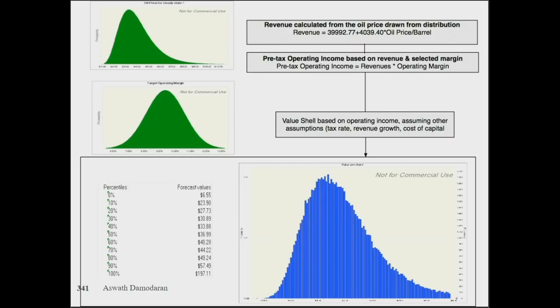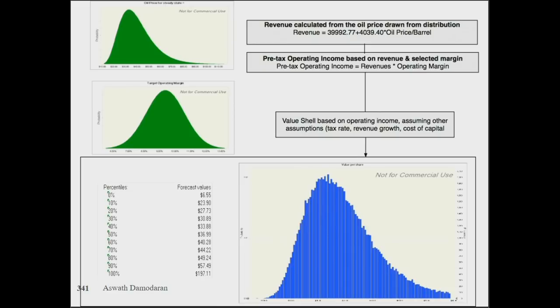The first price it picks might be 58, much higher than today's price. I have to value Royal Dutch with a $58 oil price. To do that, what do I do? I take that regression equation I showed you, I put in the $58 oil price, and I come up with revenues of $230 billion, because that's what revenues would be. I value Royal Dutch with a $58 oil price.